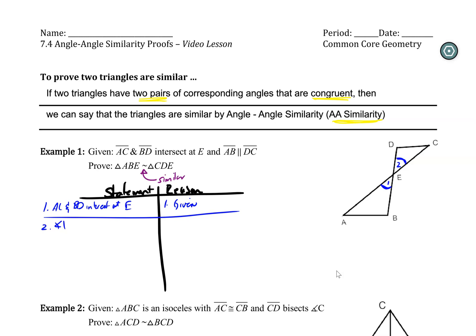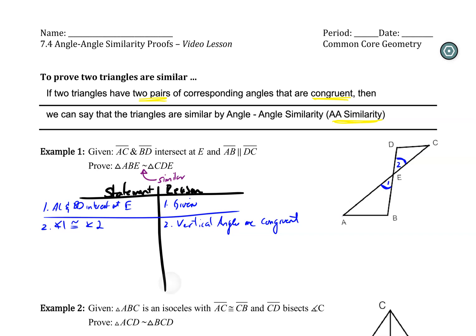So now we can say that angle 1 is congruent to angle 2. And again, my reasoning for that is going to be vertical angles are congruent. All right, so we got our first pair of corresponding angles. Now we're going to work on the second one.